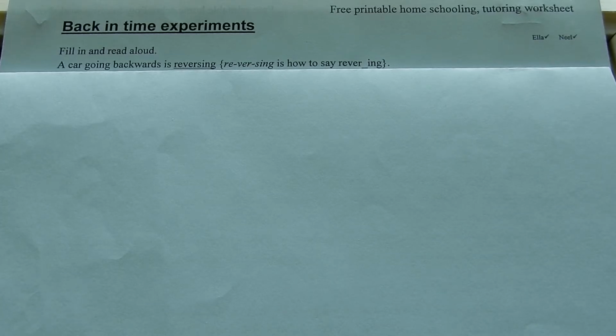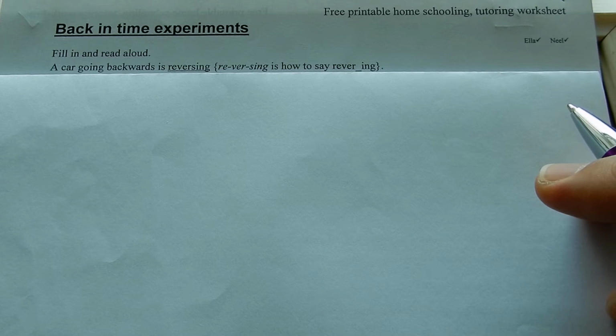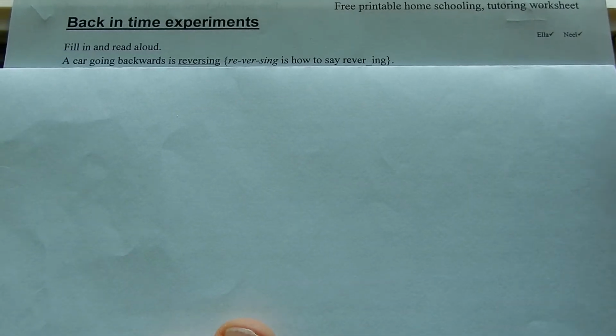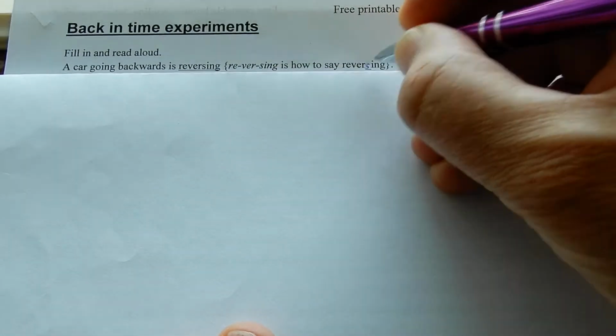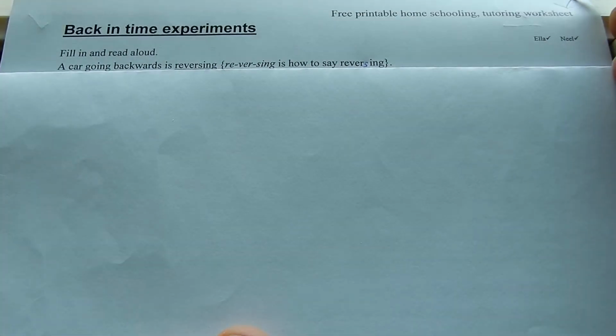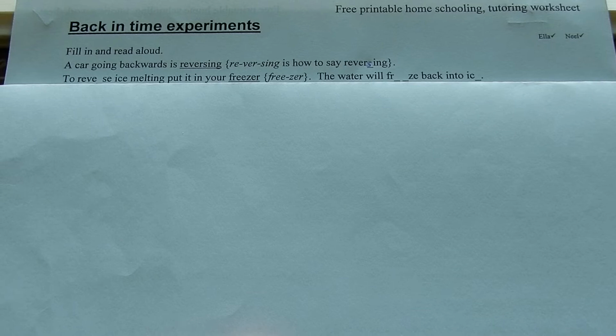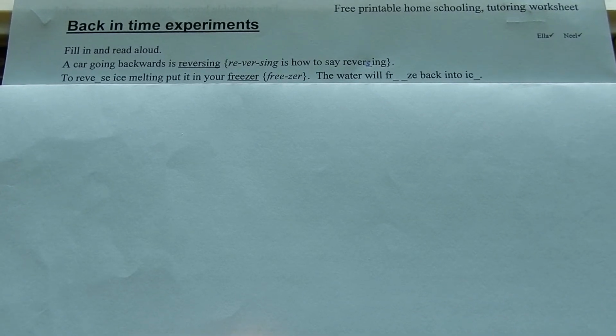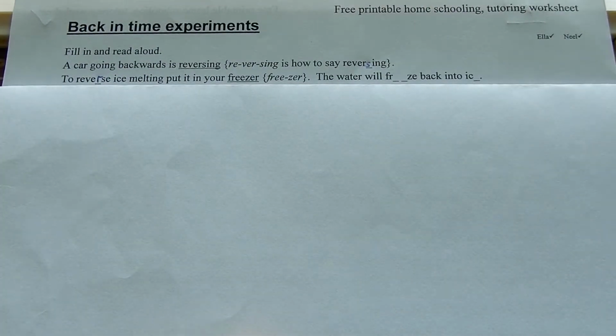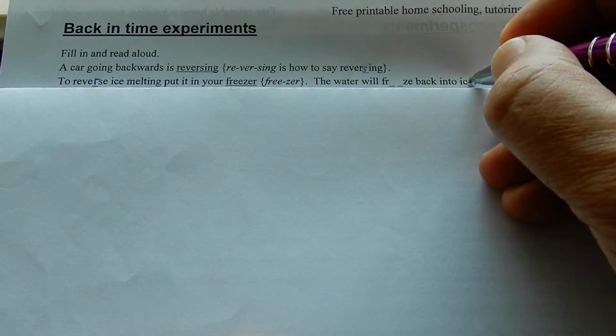Back in time experiments. A car going backwards is reversing. Reversing is how to say reversing. To reverse. Ice melting, put it in your freezer. The water will freeze back to ice.